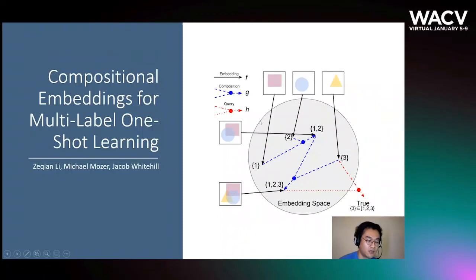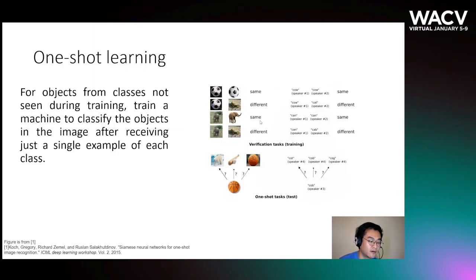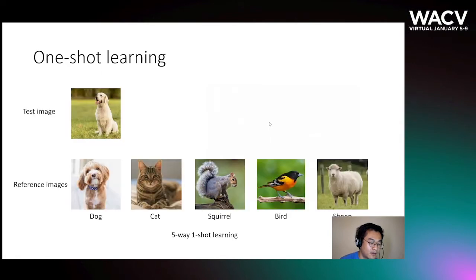Our work is on compositional embeddings for multi-label one-shot learning. First, what is one-shot learning? Basically, we want the model to classify objects that are not seen during training, and we will give the model a single example of each class. Here's an example of five-way one-shot learning. Five-way here means we will give the model 5 reference images.